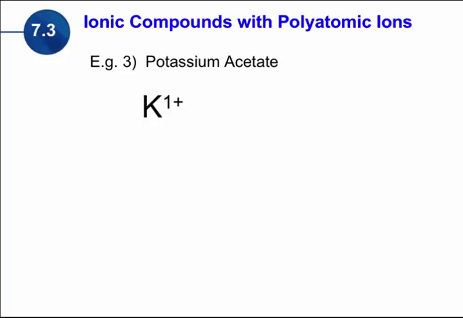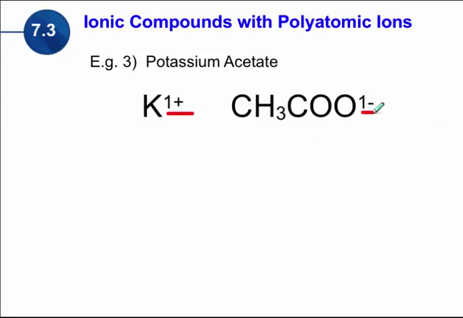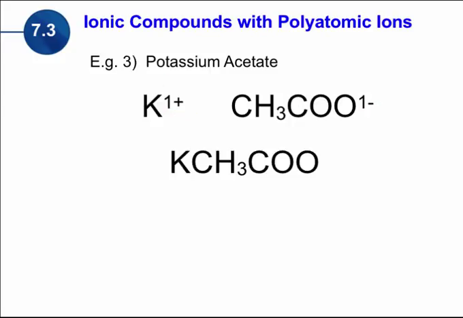Potassium is a 1 plus. Acetate is CH3COO with a charge of 1 minus. And we get really happy because look at these charges. They are already balanced. So all we need to do is write this together. KCH3COO. And that's the chemical formula for potassium acetate.